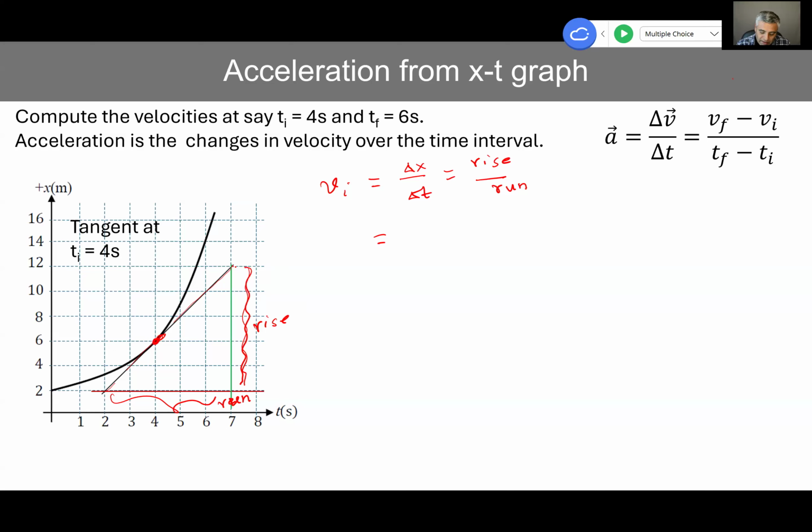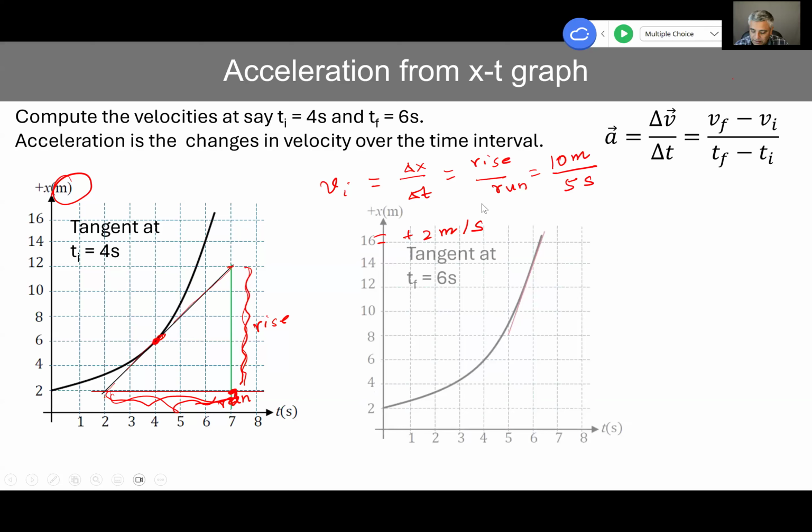So how much is rise? It goes from 2 to 12, means it's a 10. And the unit is meters. And how much is run? Can you type the run in this case? How much is run? Can you type that in the chat? Hey, it goes from 2 to 7, means 5. Yes. Oh, that's nice. So positive 2 meters per second. So that's the initial velocity.